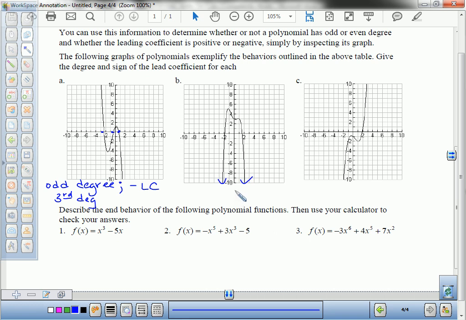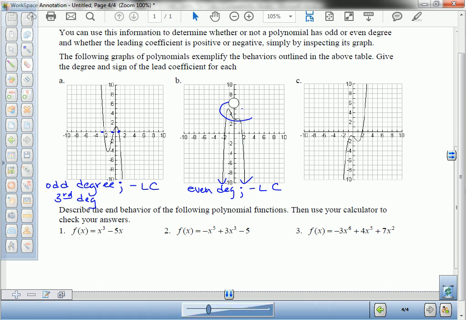The ends are doing the same thing. Even degree or odd degree? Even. And both ends are going down. So tell me about the leading coefficient. It's a negative leading coefficient. All right, now, this only crosses twice, but does it look like a parabola? Yeah. Do parabolas do that? No. This is at least a 4th degree. It's got some imaginary roots in there. Okay? So we can't really state what this one is. It's doing some fun craziness in the middle.